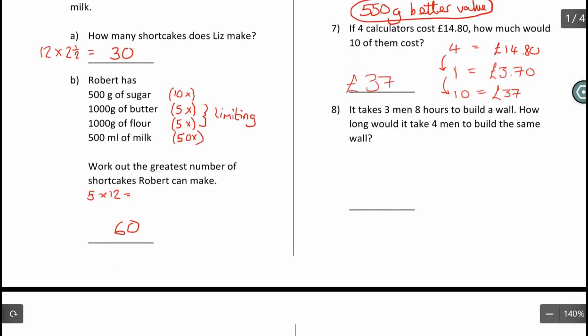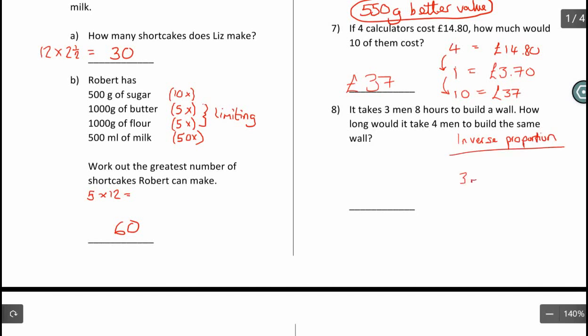Okay, and number 8. It takes 3 men 8 hours to build a wall. How long would it take 4 men? So the question above was direct proportion. This one is inverse proportion. If we increase the number of men, it should take less time to build the wall.